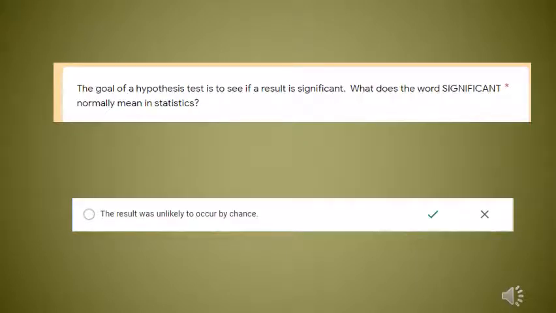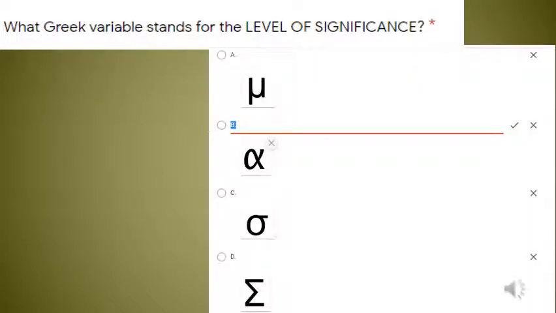First question is just reviewing something we did clear back at the beginning of the semester. It says the goal is to see if results are significant. What does significant mean? Well, it means it didn't happen by chance. The variable for level of significance is alpha. Here that's choice B, that looks kind of like a fish shape.